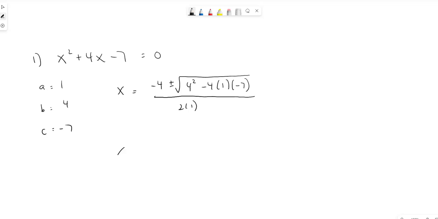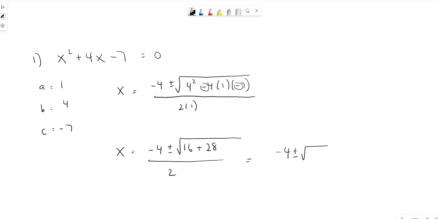Let's work our way down. It'll take us a few steps. Let's keep this in order. Negative 4 plus minus the square root of 16. Now, I got a negative and I got another negative. 2 negatives make a positive. 4 times 7 is 28. Okay. Keep going to simplify that radical first. Negative 4 plus minus the square root of 44.